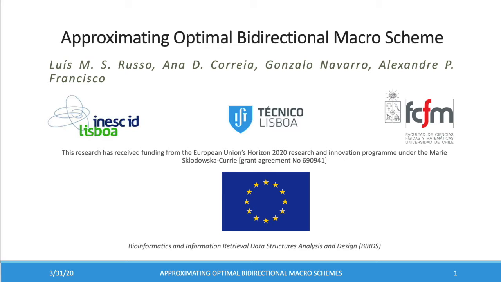The bidirectional macro scheme provides much better compression of highly repetitive sequences than Lempel-Ziv, but it is NP-complete to find the optimal one. In this presentation, we will describe an approach that uses a simulated annealing algorithm to obtain bidirectional macro schemes that most of the time are good approximations of the optimal.